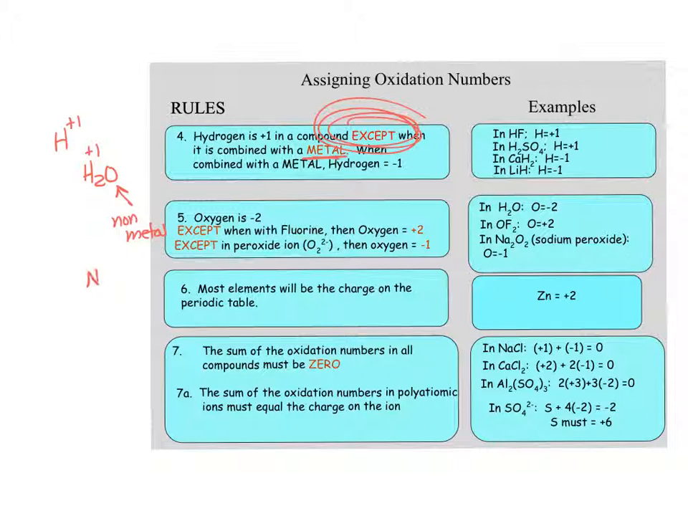If, however, we see hydrogen and it is with a metal, so let's say we have hydrogen, but now this time it's with an alkali metal, sodium, we know that sodium is a +1 charge because of rule number 2, that all group 1 elements have a +1 charge, then hydrogen must be a -1. And that's what it's saying right here. So in your example, lithium hydride, the hydrogen is a -1 because lithium is a metal.